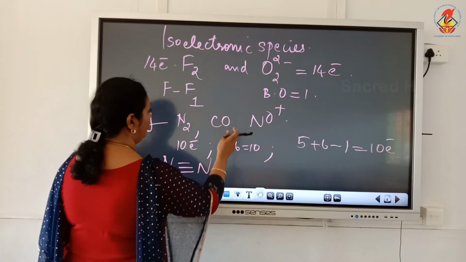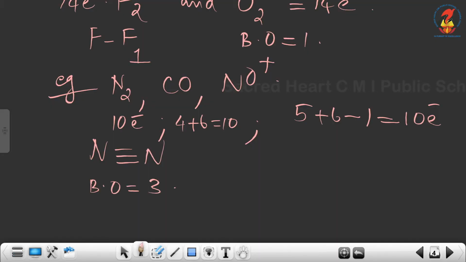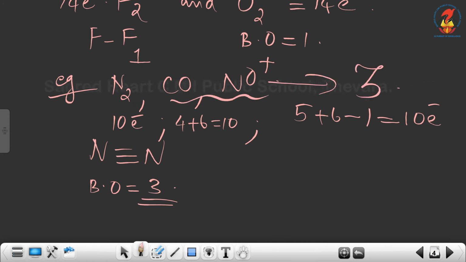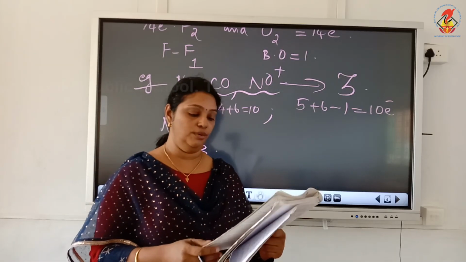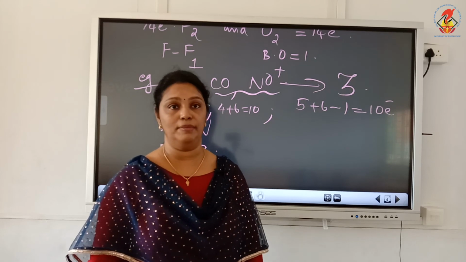So what is the bond order of the N2 molecule? The N2 bond order is equal to 3, which means the bond order of CO as well as NO plus is also equal to 3. So isoelectronic molecules and ions have identical bond order. These are the two examples.